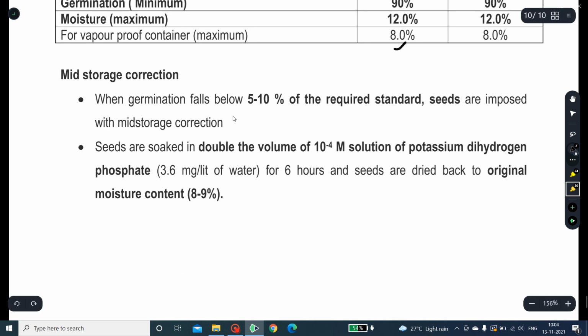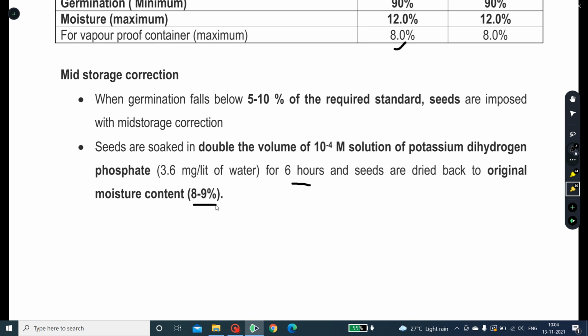When germination falls below 5 to 10% of the required standard, seeds are given mid-storage corrections. That is, the seeds are soaked in double the volume of 10 power minus 4 molar solution of potassium dihydrogen phosphate, which is 3.6 milligram per liter of water, and soaked for about 6 hours, and the seeds are dried back to their original moisture content of 8 to 9%. This is the mid-storage correction.